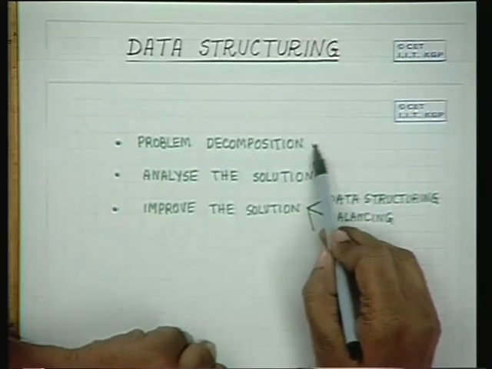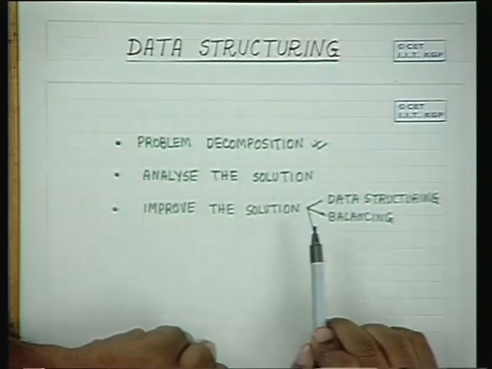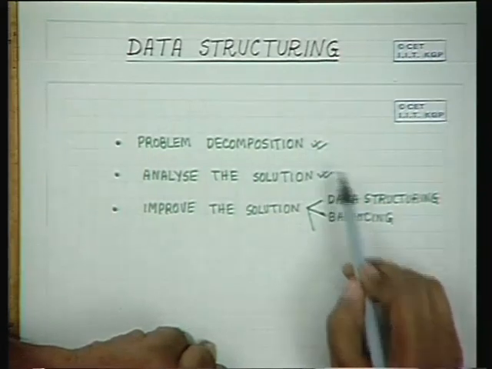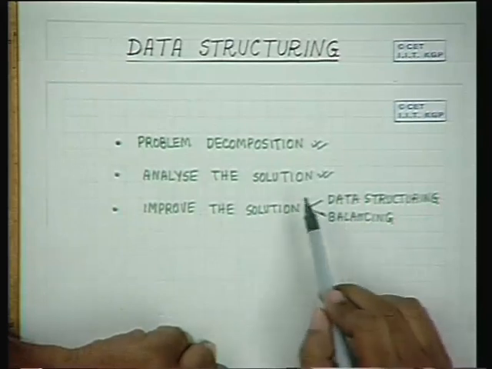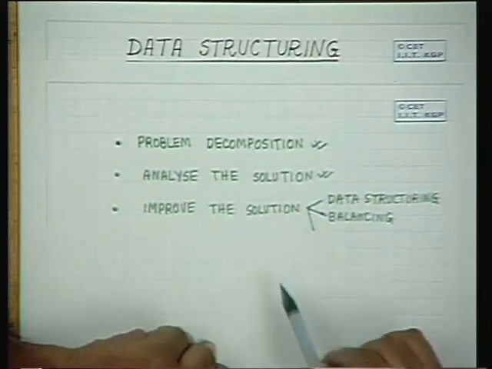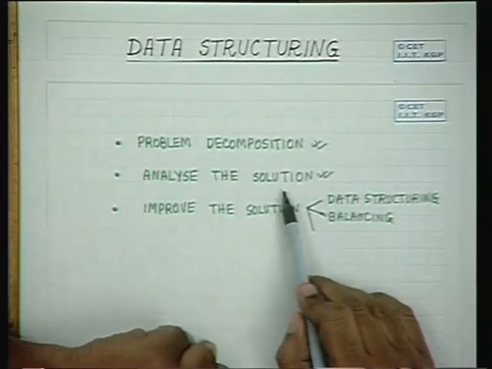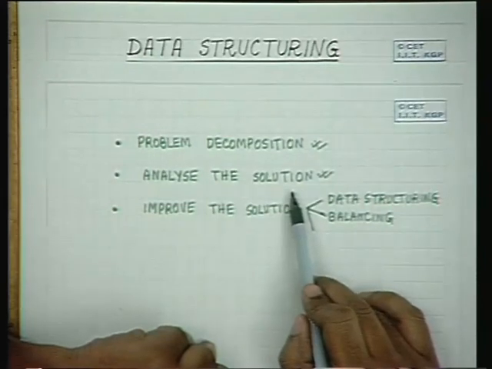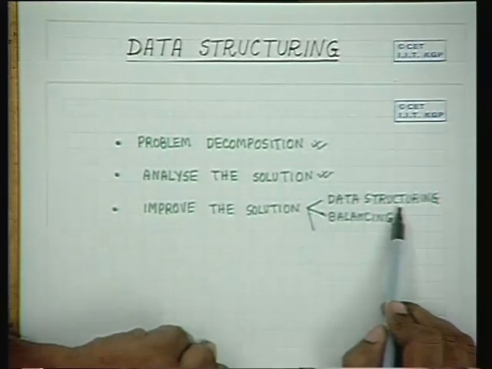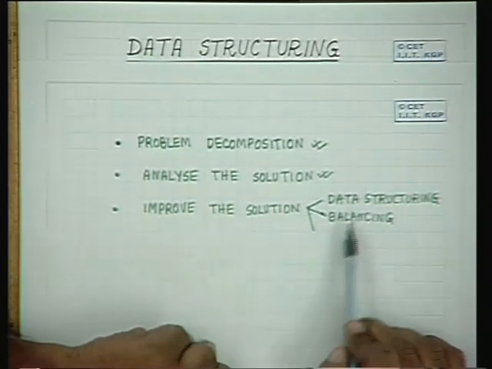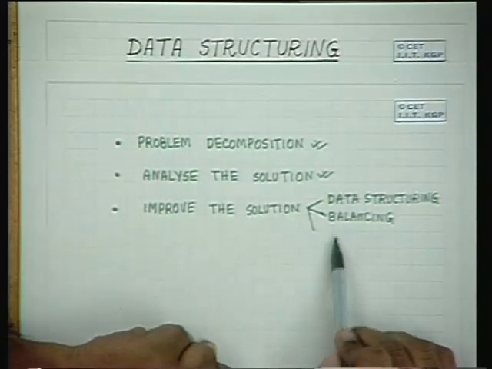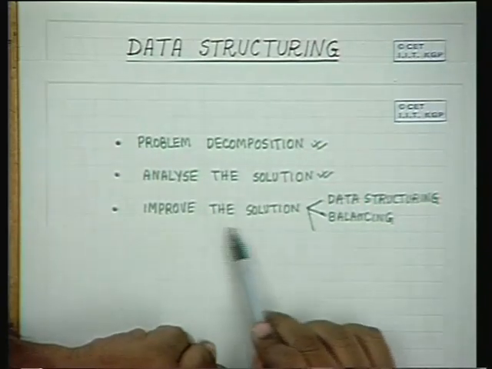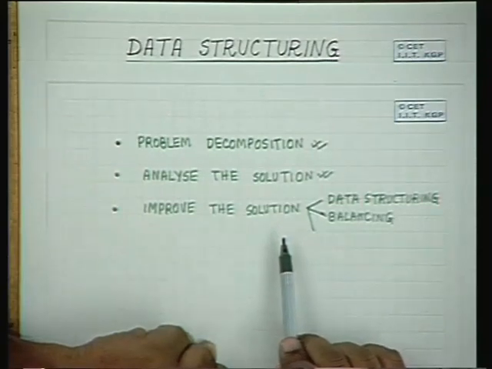So we have just done a bit of problem decomposition. We have seen how to analyze the solutions asymptotically, either by doing a loop analysis in terms of analyzing how many loops will be there, or in terms of solving a recurrence equation. The other aspect is the organization, structuring, storage and manipulation of the data elements that we have in a program. And then there are other techniques of improving a solution which we shall come to later on.